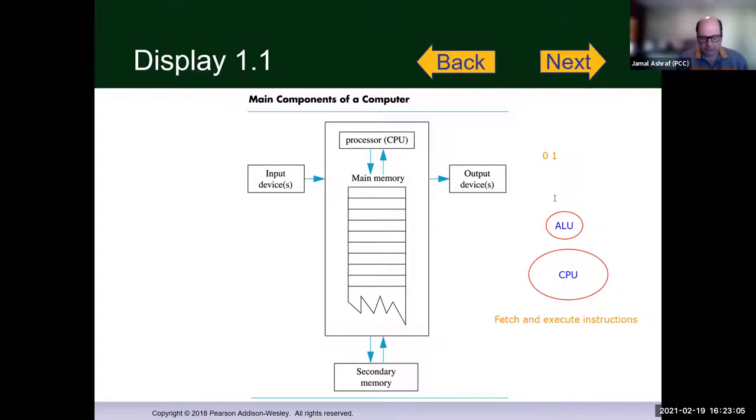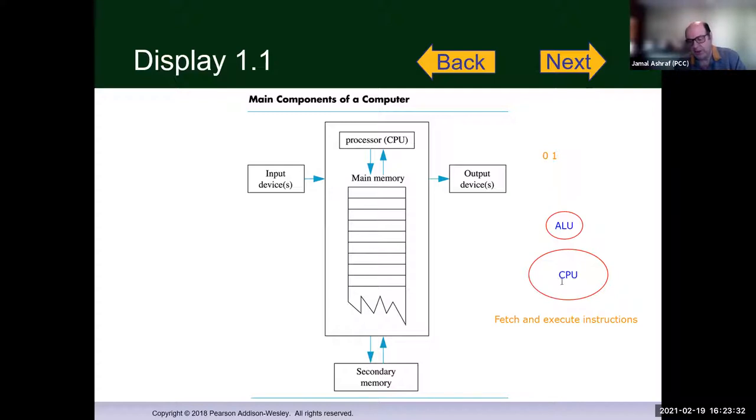A long time ago, a programmer had to write stuff in zeros and ones. I'm telling you, it's not that pretty. And then they went to assembly language, and then to high-level programs, where I am not worried about the binary thing. I'm just writing my program more like English, and then the compiler is the one that's going to change it to binary.